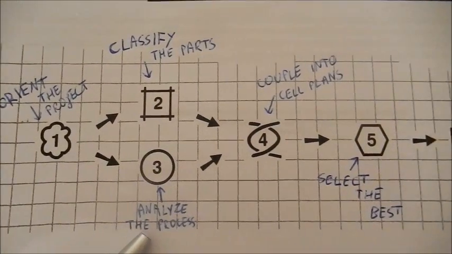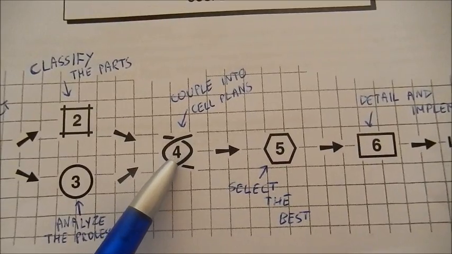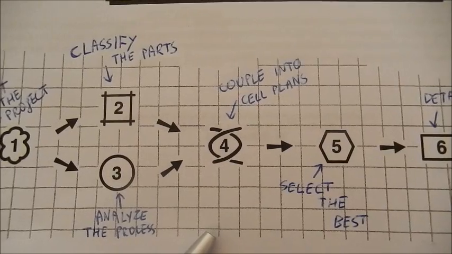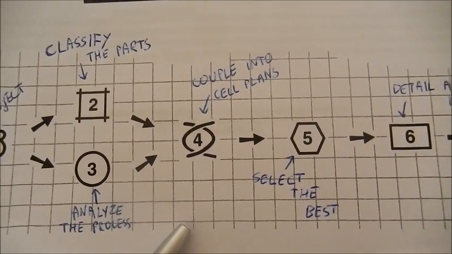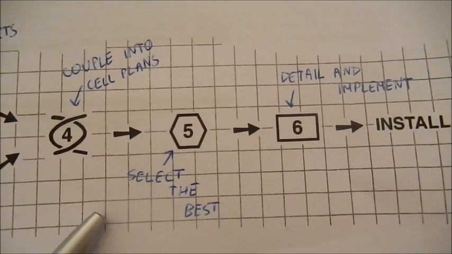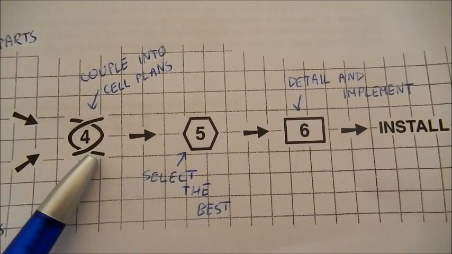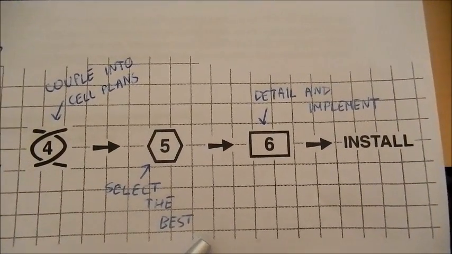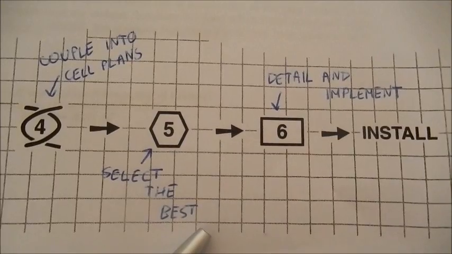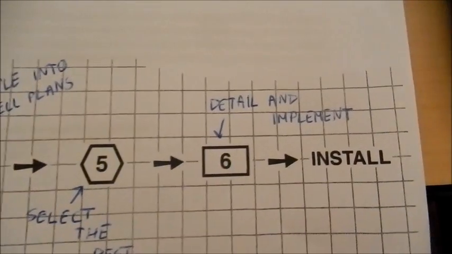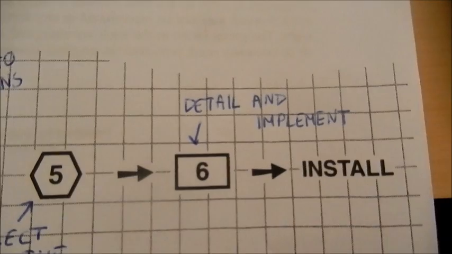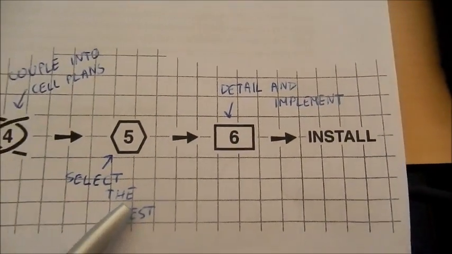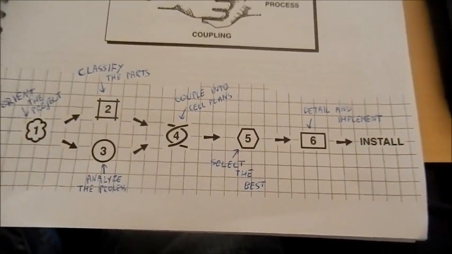In step 4, you have to couple into cell plans. So when you know what you're producing and how you produce it, you can order this into a new shape and make your cell plans. Let's say after this step we have 3 different cell plans. So in step 5, you have to decide which one is the best of them, which means, like it's written here, select the best one. In step 6, when you already know which cell plan you will use and how you will shape your cell, you have to implement it and install it. After this, you are finished, and you have your production cell plan.